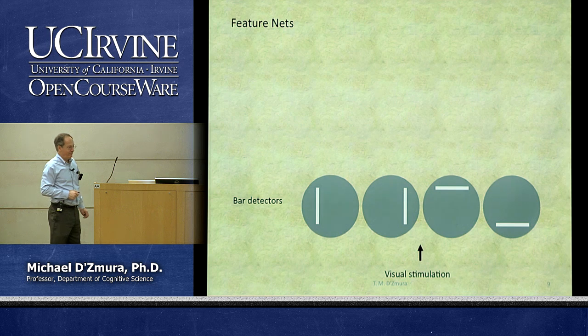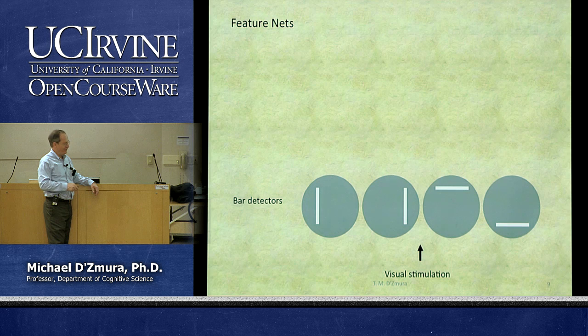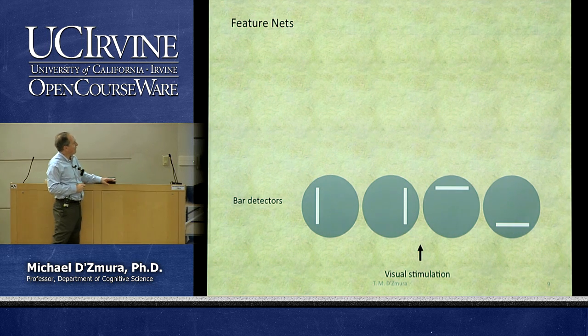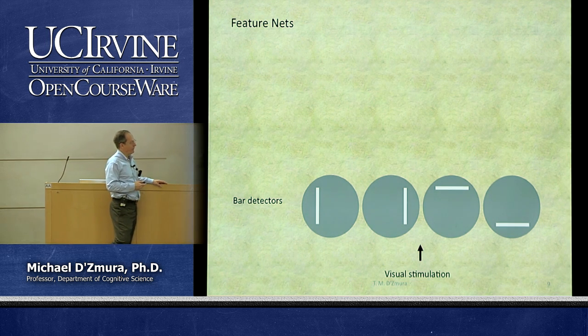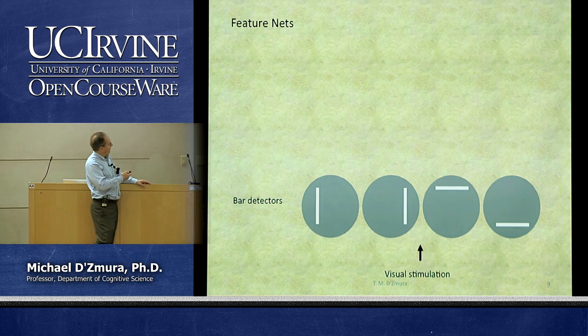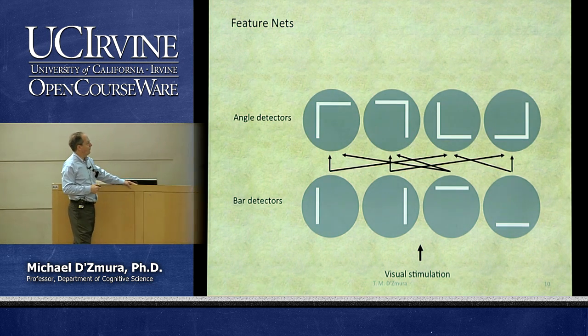Visual stimulation is effectively some pattern of light, and in this diagram that I'm about to present, the visual stimulation enters our feature net system at the bottom of the diagram. What we're going to assume is that the first stage of visual processing by this feature net involves bar detectors, and what we're going to do is apply these bar detectors to the visual stimulus and see what's there in terms of bars. Now, a second stage could combine the responses of bar detectors.